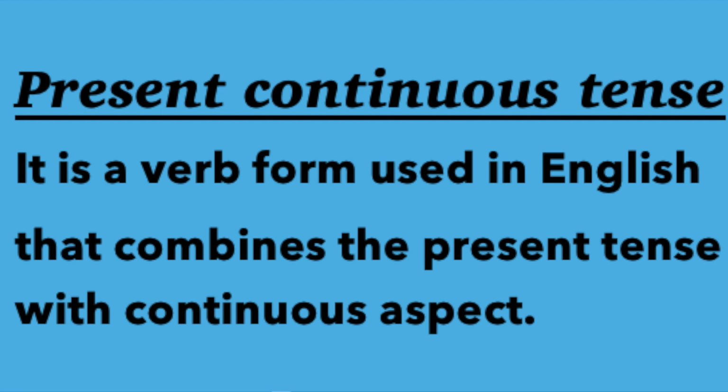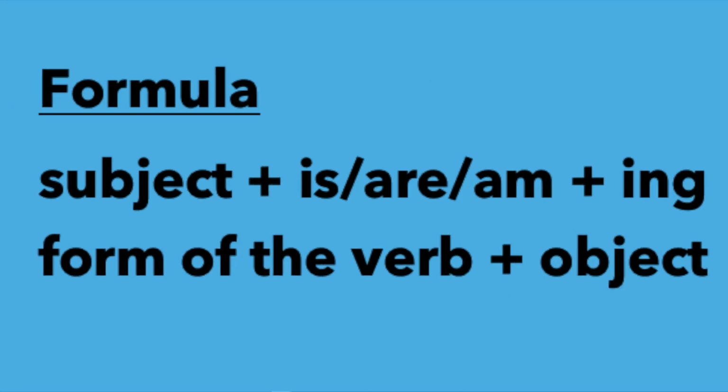The first thing you should know is the formula of present continuous tense. The formula is subject plus is or am plus ing form of the verb plus object. We make the present continuous tense by adding ing to the base verb. Normally it's simple. We just add ing.